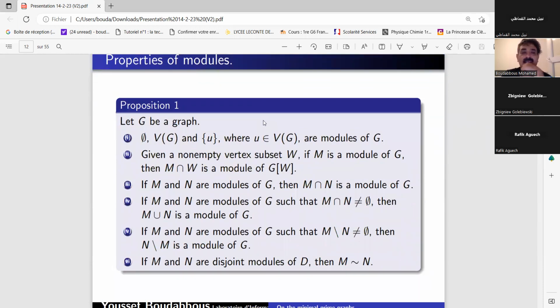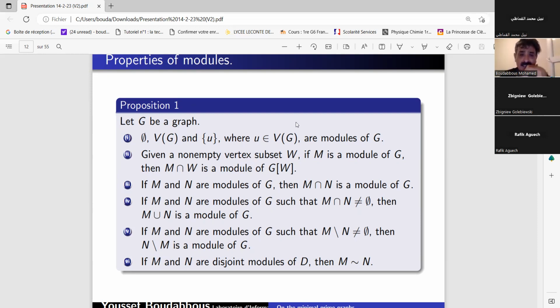In this section, we give some basic properties of models, as the intervals of the set of real numbers. Given a graph G, the empty set, the vertex set, and the singletons are models of G. The intersection of two models is a model. The union of two models having a non-empty intersection is a model. In general, the union is not a model, but if the intersection is non-empty, their union is a model.